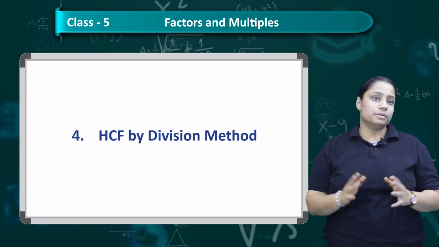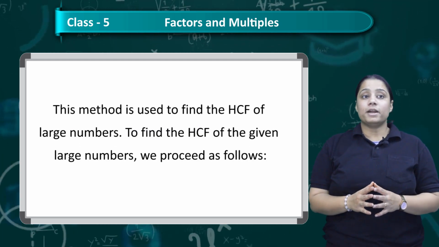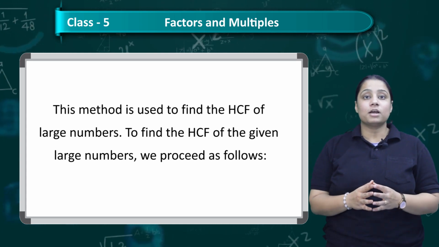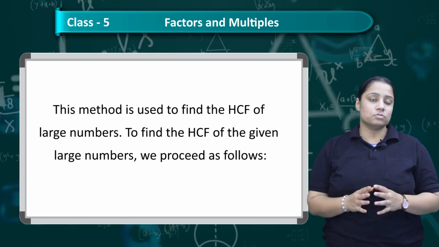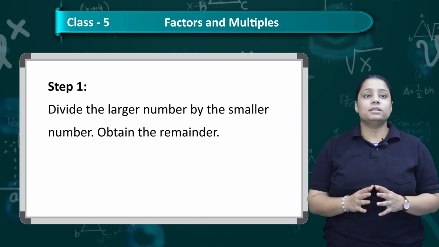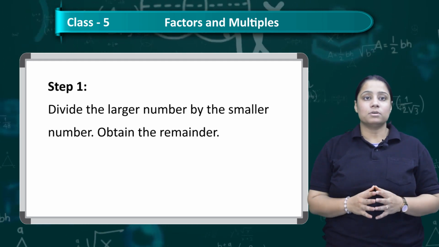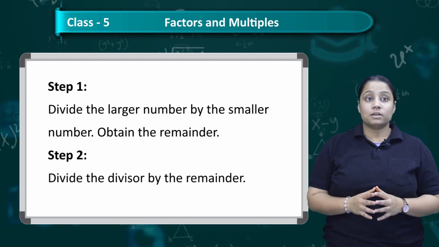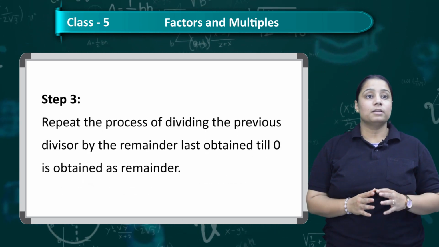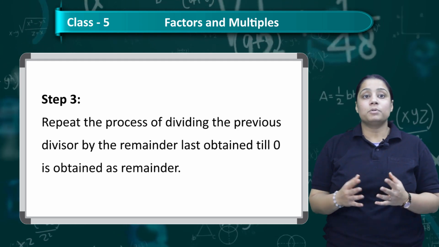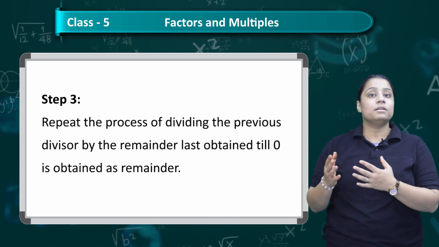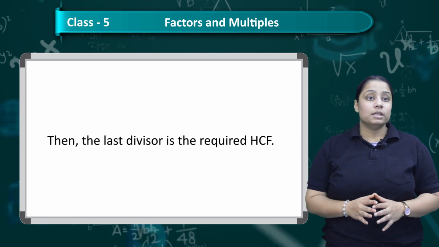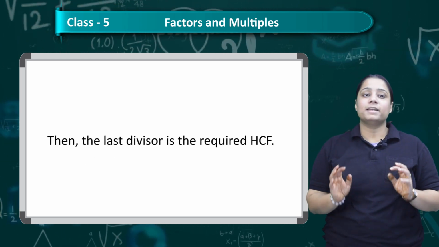HCF by division method. This method is used to find the HCF of large numbers. To find the HCF of the given large numbers, we proceed as follows. Step 1. Divide the larger number by the smaller number, obtain the remainder. Step 2. Divide the divisor by the remainder. Step 3. Repeat the process of dividing the previous divisor by the remainder last obtained till 0 is obtained as remainder. Then the last divisor is the required HCF.